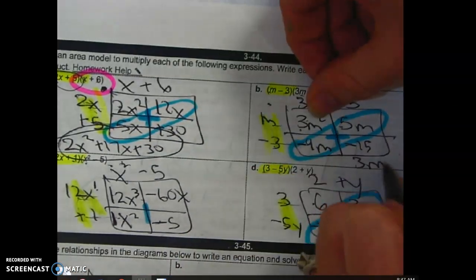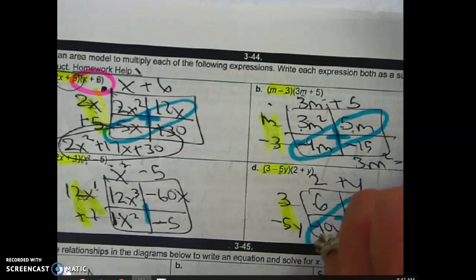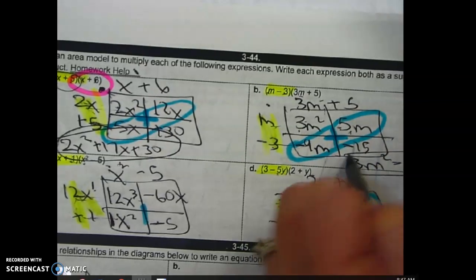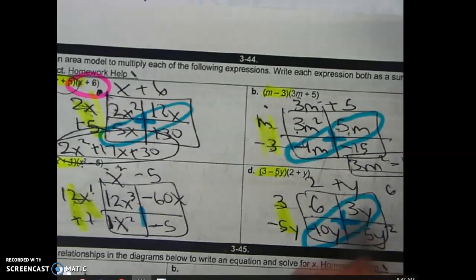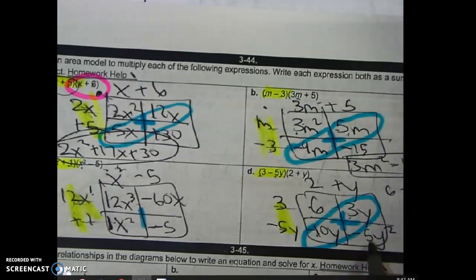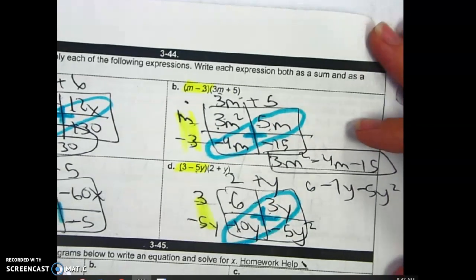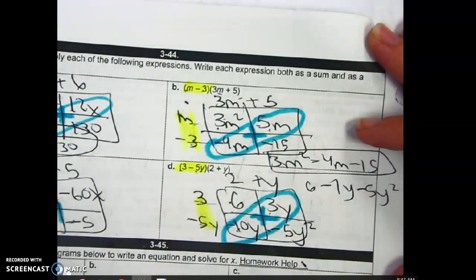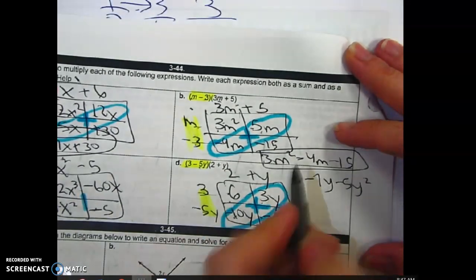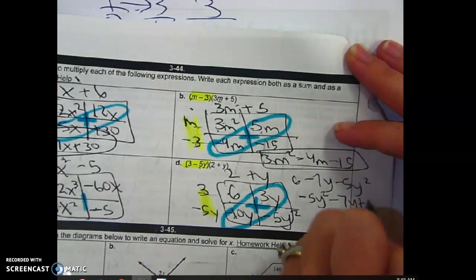3m squared, minus 4m, minus 15. 6 minus 7y, minus 5y squared. Oops, I'm sorry, you can't see that. Okay. Technically, that's not written in standard form, so let me put it in standard form, which means it goes y squared, then y, and then the number.